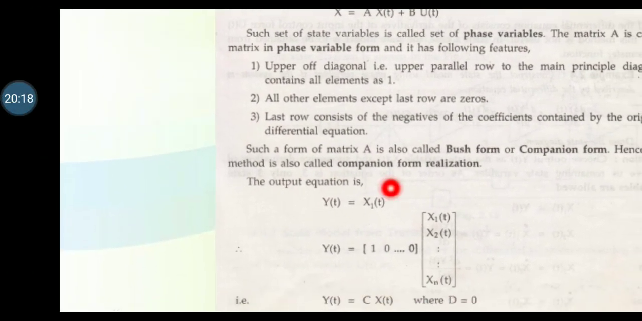So the output equation is y(t) is equal to x1(t). Then y(t) will be 1 0 0 0 times the state vector. Why is it 1 0 0? What is y(t)? It is x1(t). Only the x1 term is present. No other terms x2, x3 and so on up to xn are present, so all those terms will be 0. Only x1 will become 1, the remaining 0. Due to that, y(t) is 1 0 0 times x1(t), x2 and so on up to xn(t). y(t) is equal to C x(t), where D is equal to 0.